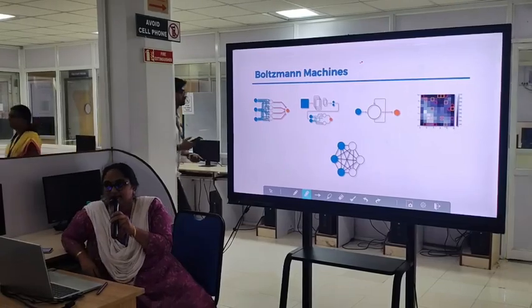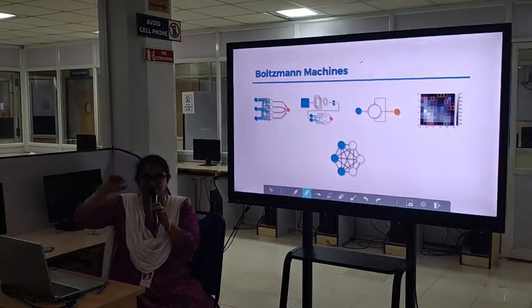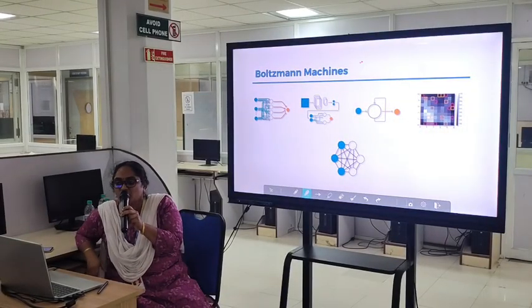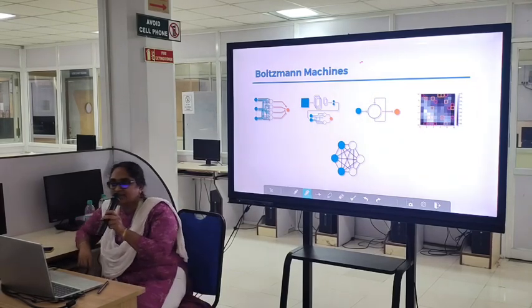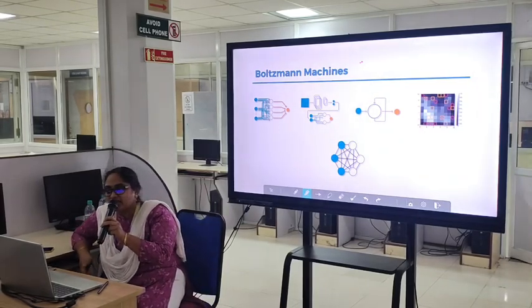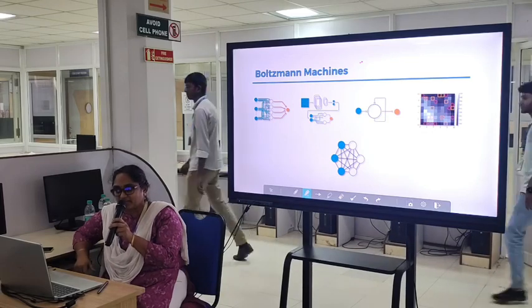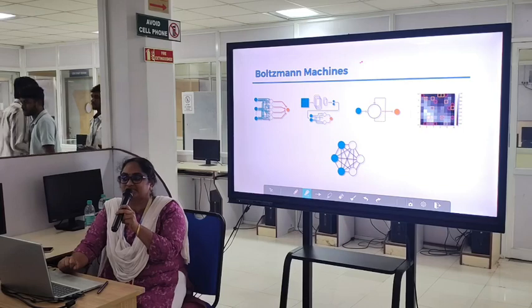So here you can see that in the first four diagrams, it is always in the forward direction, but in the Boltzmann machine below, you are not only having forward connections; it is connected in all ways. Every two nodes are connected. There are also other differences when compared to the other machines.